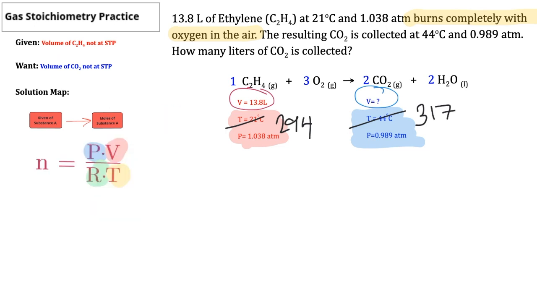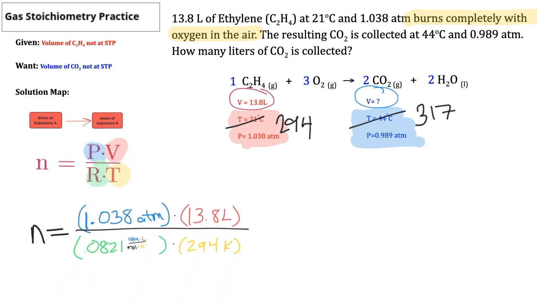Now the work for part 1 of the problem will look like this, where we solve for N, which is moles, by multiplying pressure times volume, so that's 1.038 atmospheres times 13.8 liters, and then we're going to divide that by the product of the ideal gas law constant times the temperature in Kelvin, so 0.0821 atmosphere liters over mole Kelvin times 294 Kelvin.